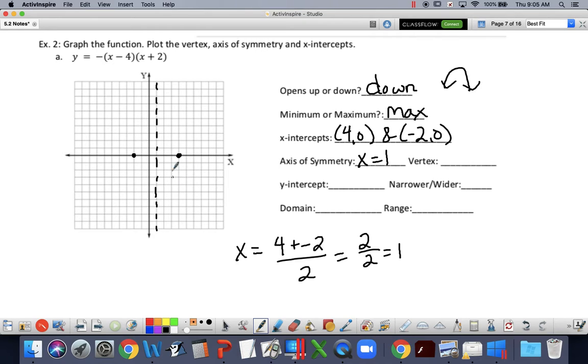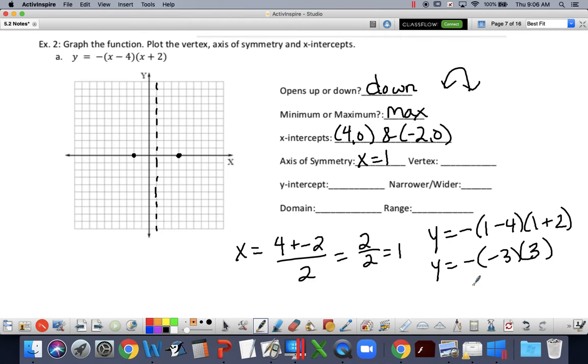Now my vertex, I have to figure out, is it up here? Is it down here? What's going on? So I'm going to take this 1 and plug it into my equation. So I get y equals, keep that negative out front. I'm going to evaluate my parentheses. So 1 minus 4, -3, 1 plus 2, +3. We multiply all this together, we get 9. So therefore my vertex is at the coordinate point (1, 9). Let's make sure I have that on my graph. Here we go, all the way up at the top there.